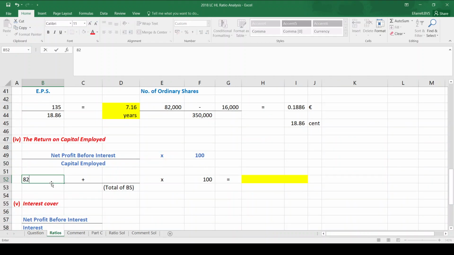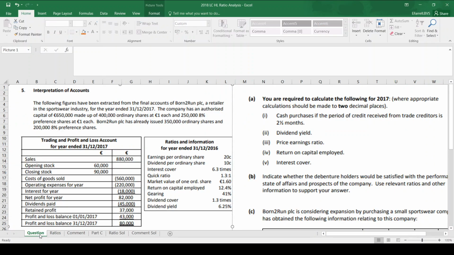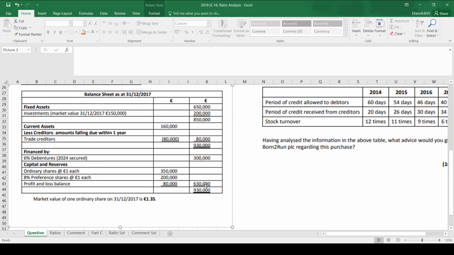Okay, so it's 82, because that's my profit after interest. So before interest would be 82 plus 18 over capital employed, which is just the very last totaling figure in your balance sheet. So capital employed here is 930,000.